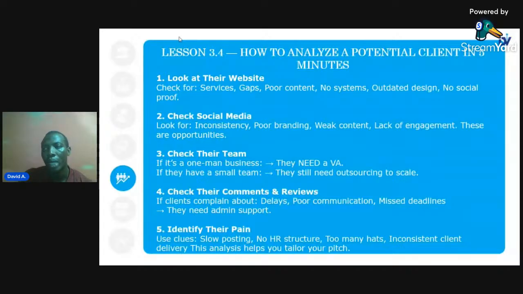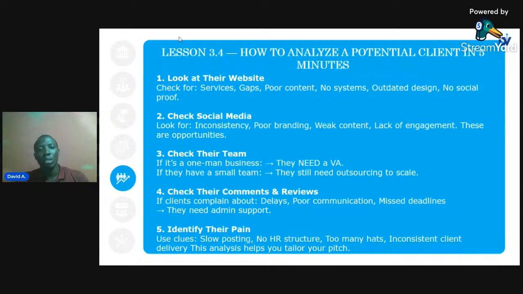Number 3, check their team. When you check their team, and I think, okay, DVI should make a post about the team pretty soon. Please, I'm just saying this out so I don't forget.